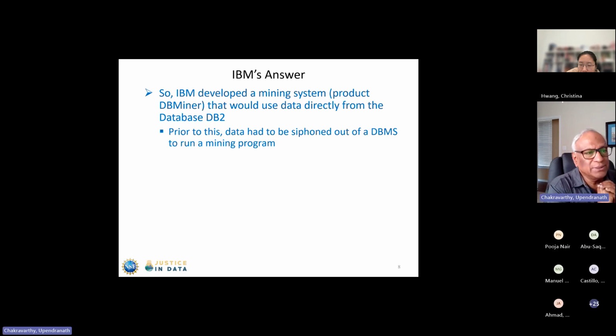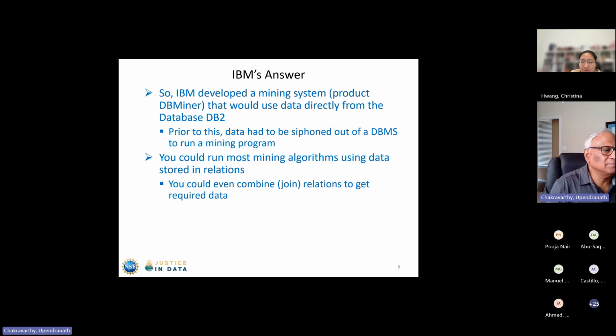IBM developed a mining system, a product that they marketed called DB Miner, that would use data directly from the database. They used their database DB2, but it could also use data from other DBMSs. Prior to this, data had to be siphoned out of a DBMS to run a mining program, not only siphoned out, but converted into the format that was expected by that particular mining algorithm.